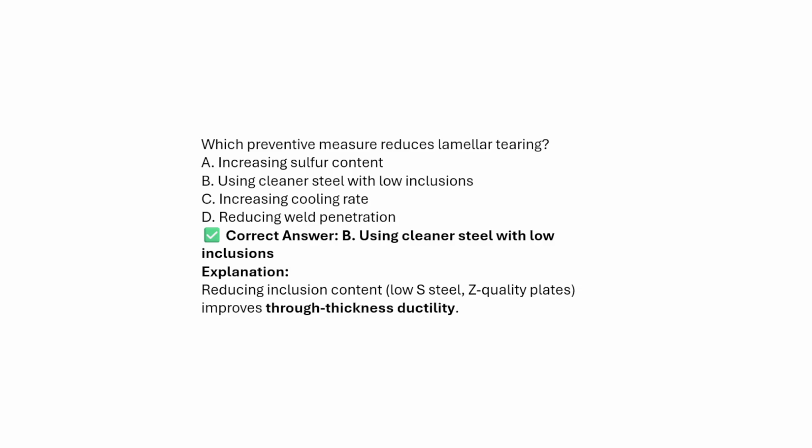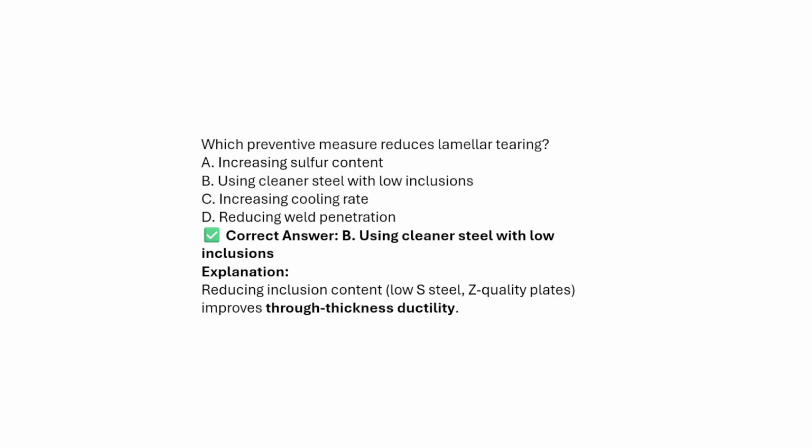So which is the preventive measure to reduce laminar tearing? How can we reduce it? Option A, increase the sulfur content. If we increase the sulfur content, what happens? It will increase the non-metallic content, and that will increase laminar tearing more. So that is not it. Use cleaner steel with low inclusions. If there are no inclusions, it means less laminar tearing will happen.